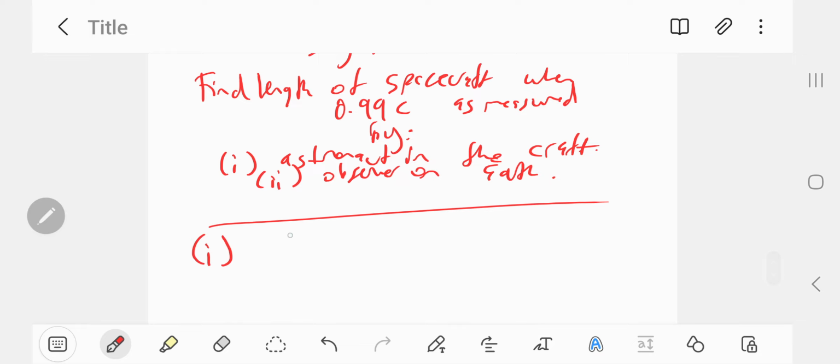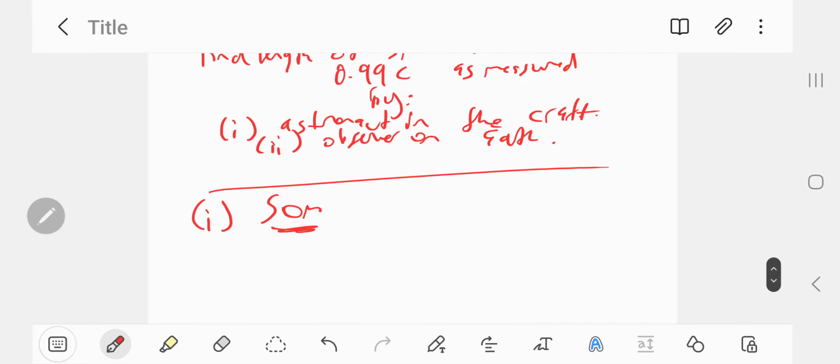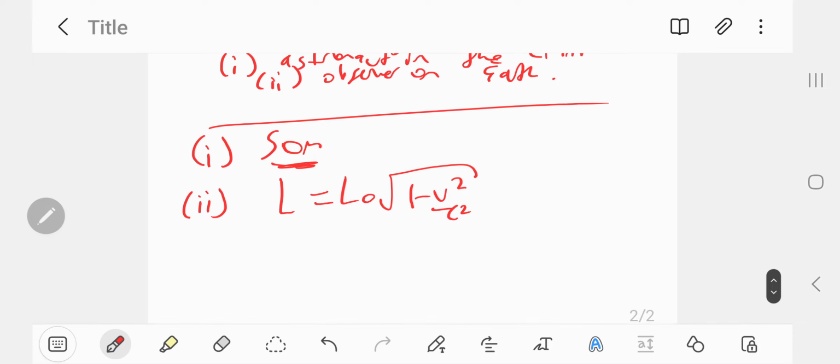Part 1. The astronaut on the ship, as I mentioned before, won't notice any difference in the length of the spacecraft. So they'll just see 50 meters. The length is 50 meters, quite simply, because they're at rest relative to the spacecraft. Part 2, the observer on Earth will notice a contraction in the direction of motion. Using the length contraction formula, L is equal to L sub naught times the square root of 1 minus v squared over c squared, where L sub naught is the length of the spacecraft as measured by the observer in the spacecraft, which is 50.